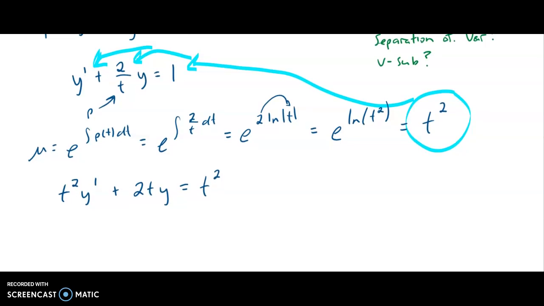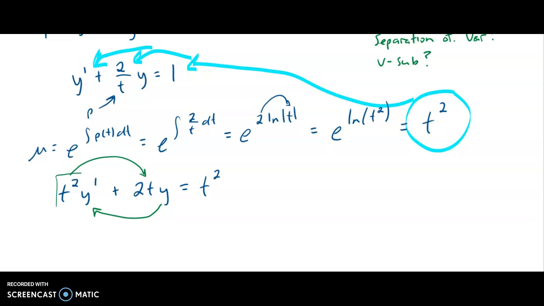All right, so now you should know that this derives to that. So the y derives to the y prime, and the t squared derives to the 2t.